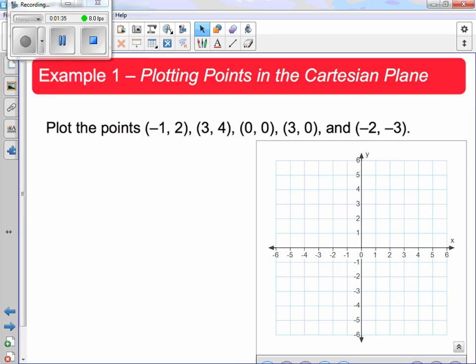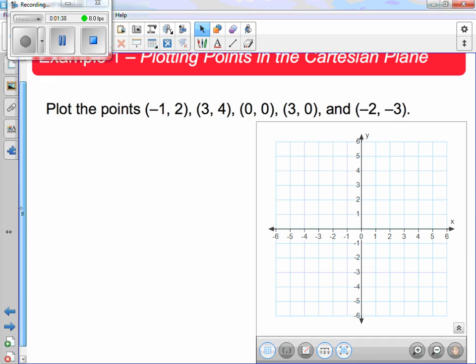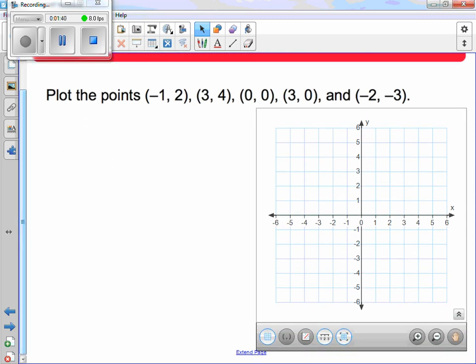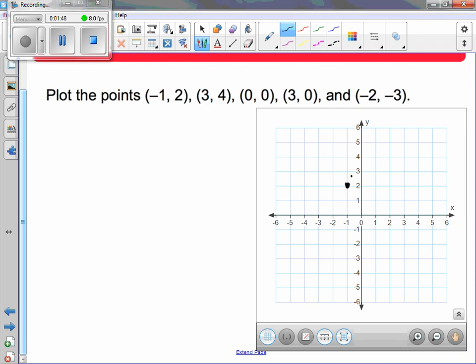So here, if I want to plot the point negative 1, 2, I would go over negative 1 and up 2, and then make a point. For 3, 4, I would go over 3 and up 4. 0, 0 is just at the origin. We can go 3, 0, and negative 2, negative 3. Nothing new yet? And that's it. That's all we have to do to plot points.